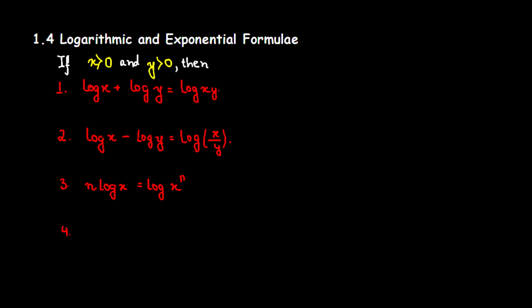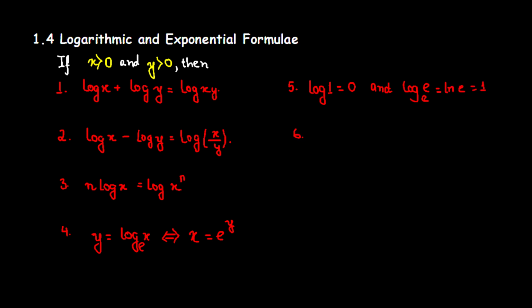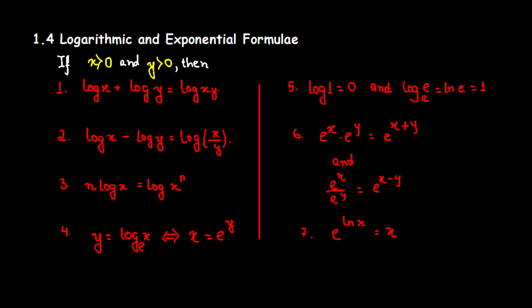Number 4, y is equal to natural log of x, so that is also equivalent to x is equal to e raised to the power of y. Number 5, the logarithm of 1 is always 0 and natural log of e is equal to 1. Number 6, e raised to the power of x multiplied by e raised to the power of y is equal to e raised to the power of x plus y. And e raised to the power of x divided by e raised to the power of y is equal to e raised to the power of x minus y. Number 7, e raised to the power of natural log of x is equal to x.